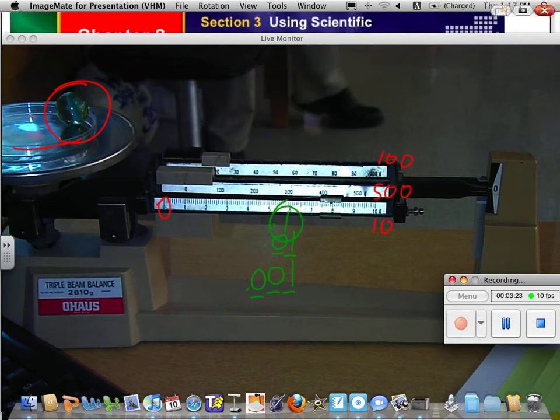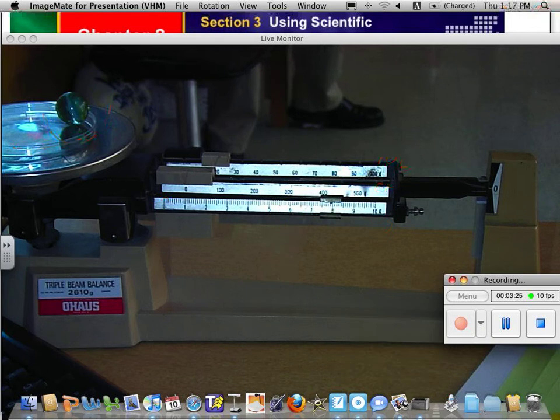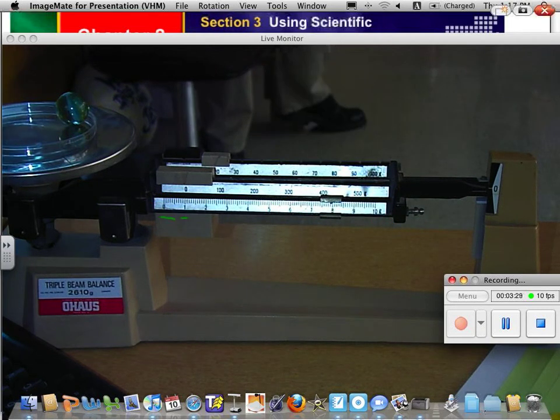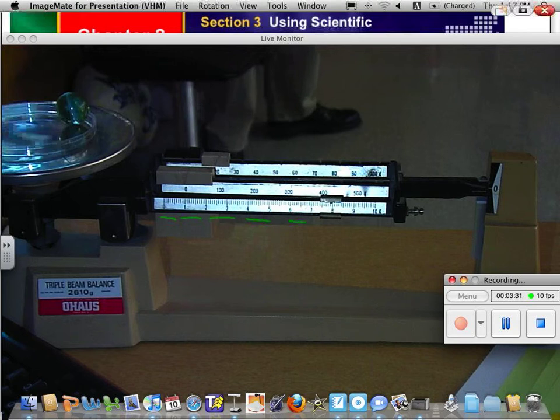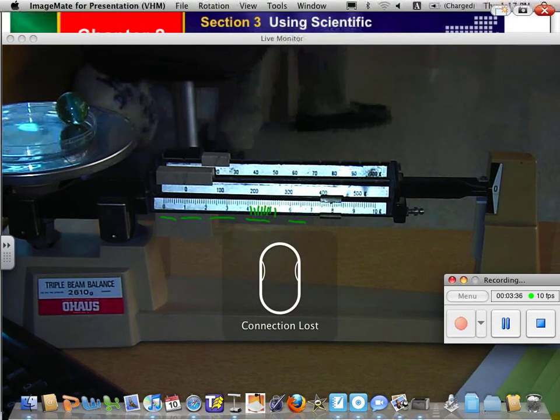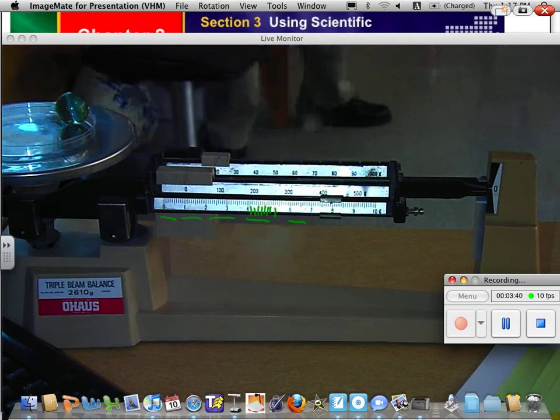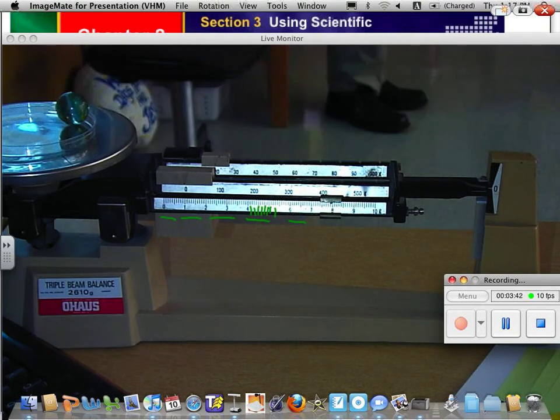Check it out. Right here it goes from 1 gram to 2 grams to 3 grams to 4 grams to 5 grams, and in between each number are 10 points. 1, 2, 3, 4, 5, 6, 7, 8, 9, 10. Each one represents 0.1 of a gram. So we can say that this device is precise up to about a tenth of a gram. It'll give you that kind of precision.